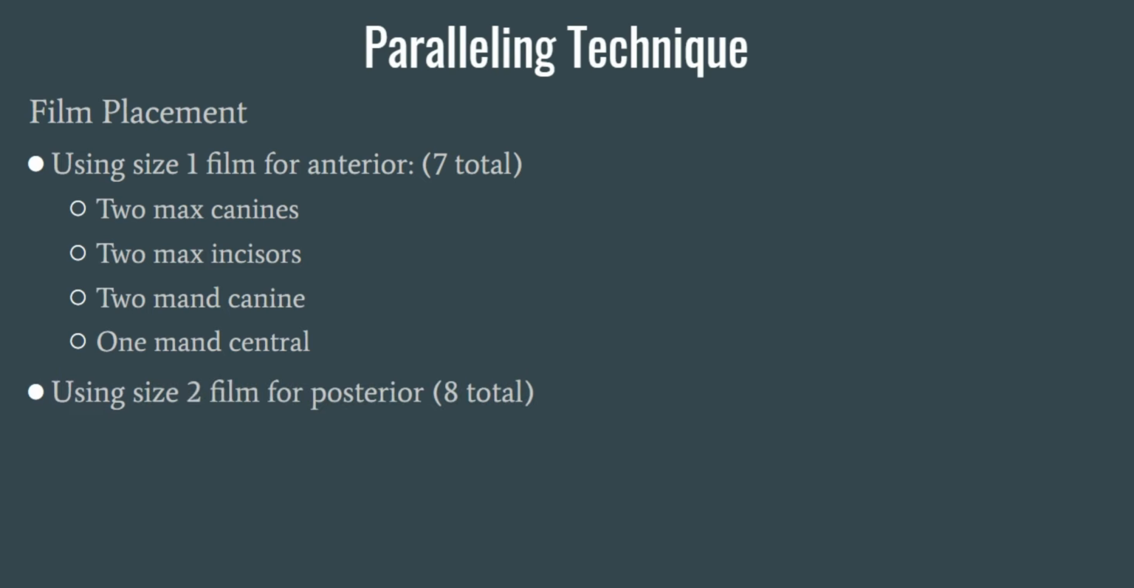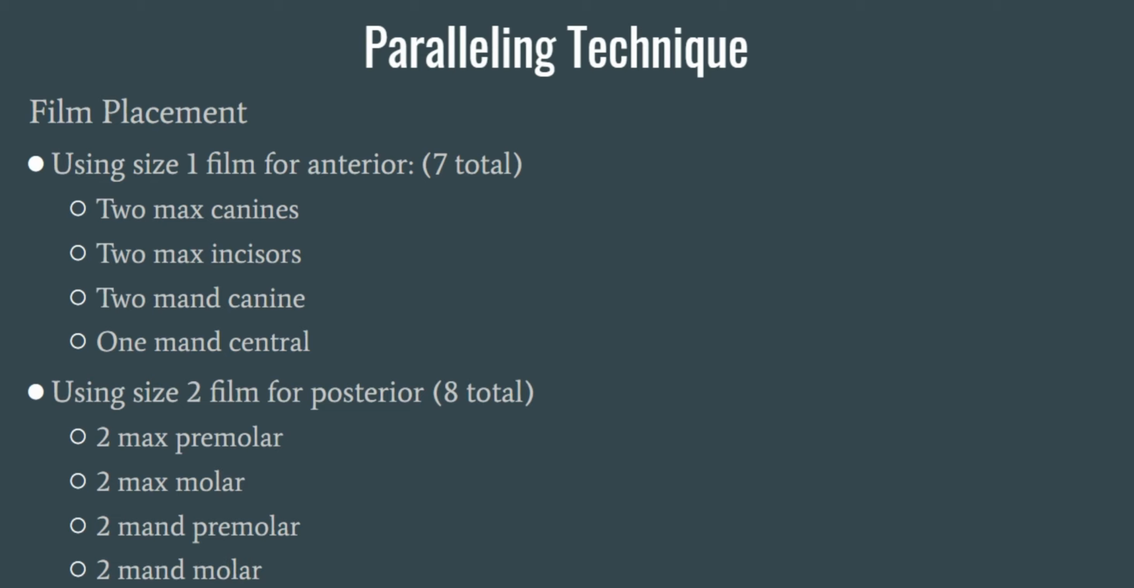For posterior, if you're using a size 2 film, you're going to have 8 total, and that is going to be 2 maxillary premolars, 2 maxillary molars, 2 mandibular premolars, and 2 mandibular molars.